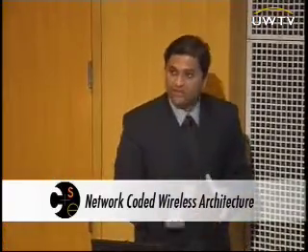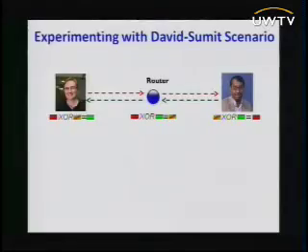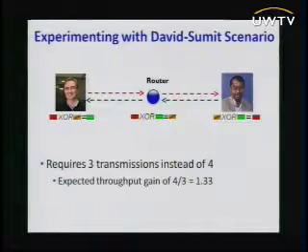So let's go back to the same example, David and Sumit talking to each other, and let's see what are the performance improvements we get for this simple topology. So intuitively, we saw that we needed 3 transmissions instead of 4 to get these 2 packets across. So we are expecting a 33% improvement in throughput.